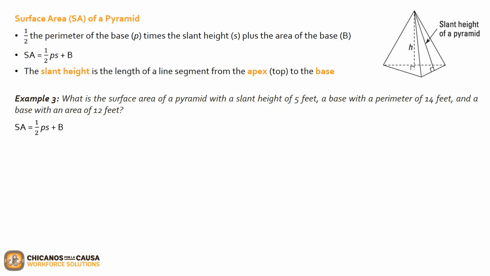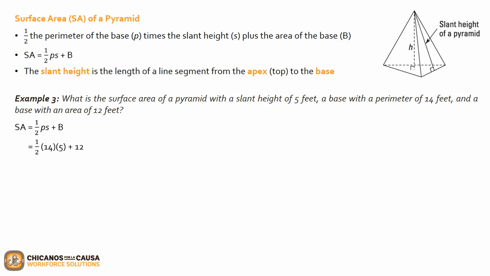So let's go ahead and replace these variables with the values that are given to us. In this case, we have the perimeter of the base, which is 14, as you read in the example. It tells us that the base has a perimeter of 14. And then the slant height, it's 5, so we add the 5 for the slant height, plus the area of a base, which is 12 feet. So once we have replaced all of the variables with our values, then we're going to go ahead and calculate it.